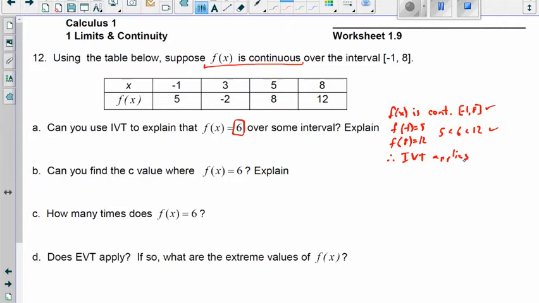And we will find a place somewhere in here, there's a value that will give us 6 as a y value. Okay. So then it says, can we find that c value? Find the actual value where f of x equals 6. That's our c in here, that x value.